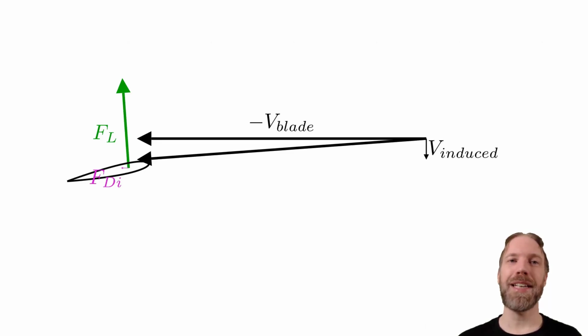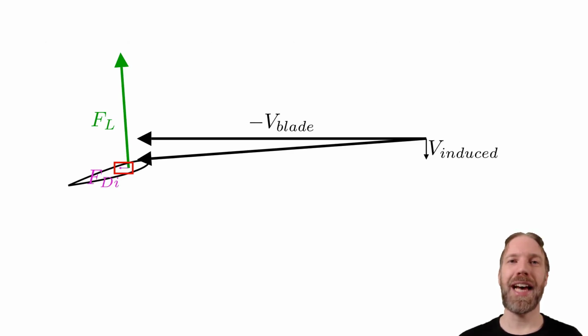We can adjust the pitch angle of the blade to compensate for the change in angle of attack, but a new direction of the lift force will have a component pointing backwards. This will therefore act as a drag force and is what we call induced drag.